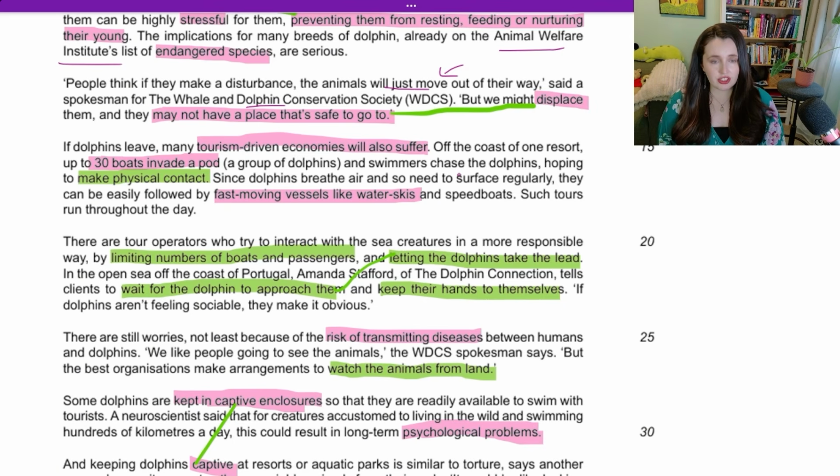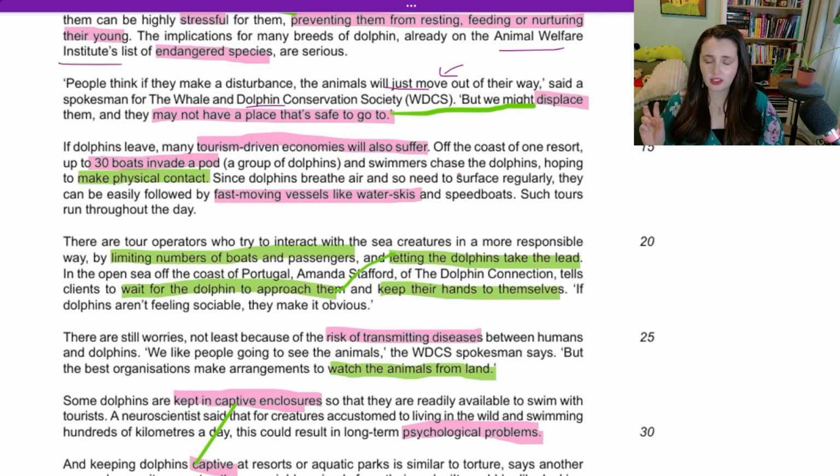So here again, some of the problems, right? So tourism-driven economies suffer. The fact that there's a lot of boats. Now this is one where you have to infer. So 30 boats invade a pod. You could say it's excessive. It's too many. So that's not clearly stated, but we can develop that one a little bit.